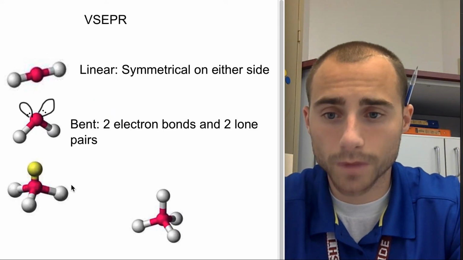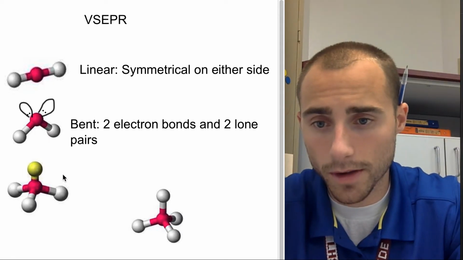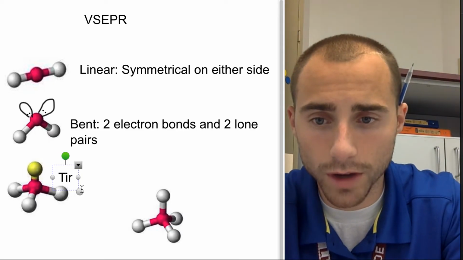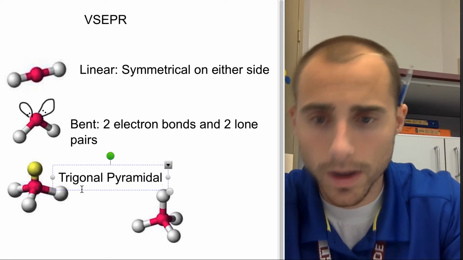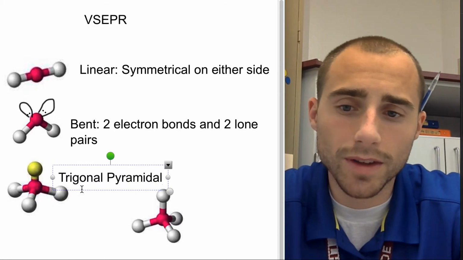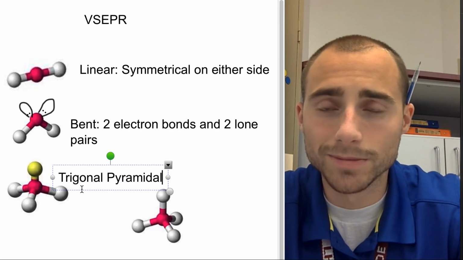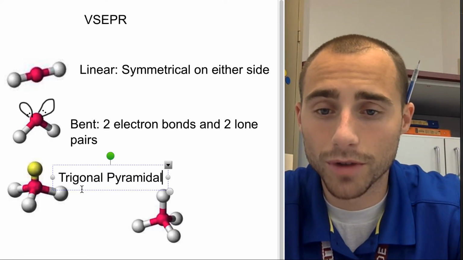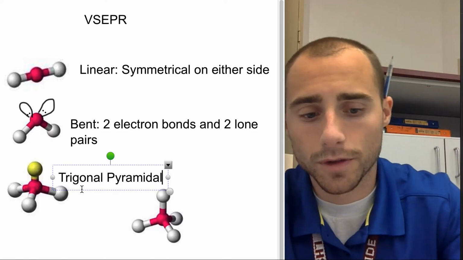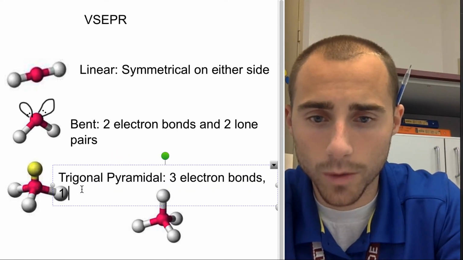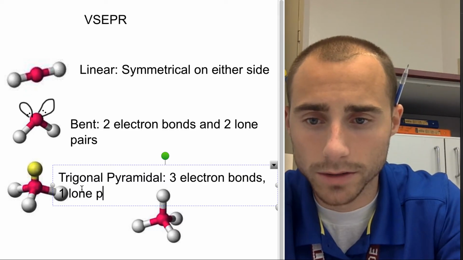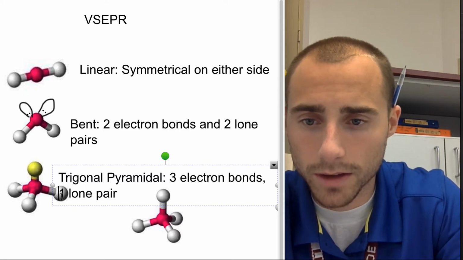Our next one is right here. This is called trigonal pyramidal. You can say that however you want. You may say I'm saying it wrong, whatever. But trigonal pyramidal results from having 3 electron bonds and 1 lone pair. So 3 electron bonds and 1 lone pair.